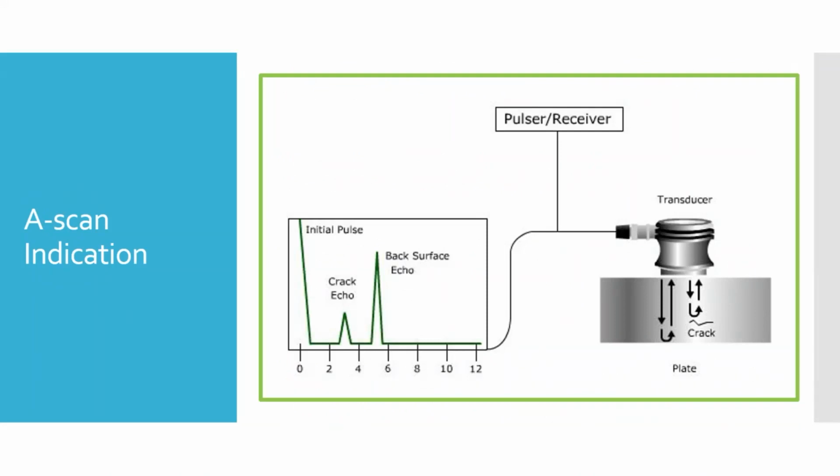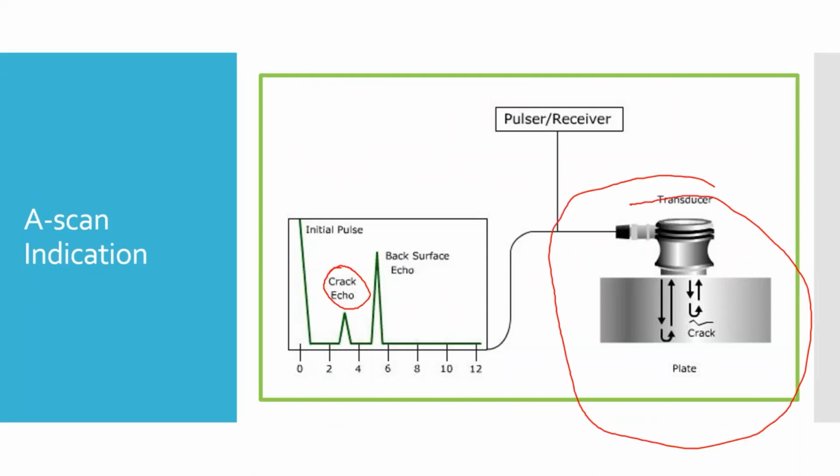So what do these look like? Here's a scan, and this is what we're going to be doing. You can see the probe, the transducer, and the screen are basically the same thing, just one turned on its side. If we take this right here and turn it on its side, we'll get this crack echo right here, which is this side over here. And then the back surface echo is the left side of that.